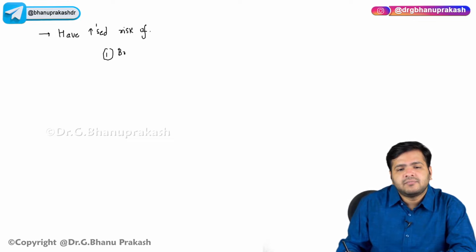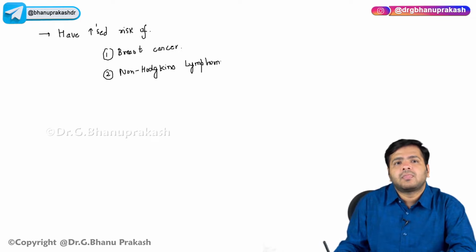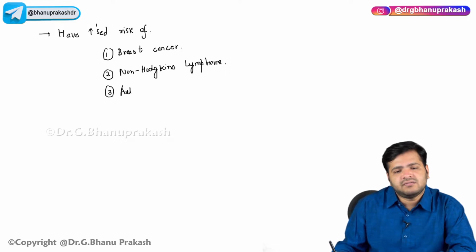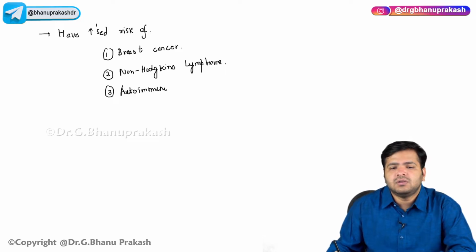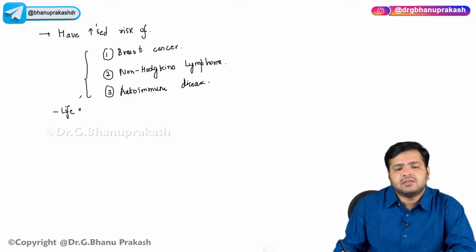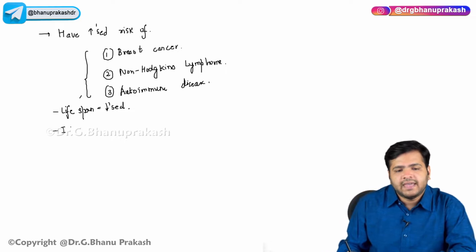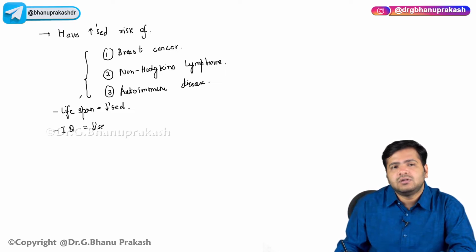Now these patients have increased risk of breast cancer, non-Hodgkin's lymphoma, or any autoimmune disease. So that's why their lifespan is decreased, and even the IQ levels, the intelligent quotient level, are also decreased.